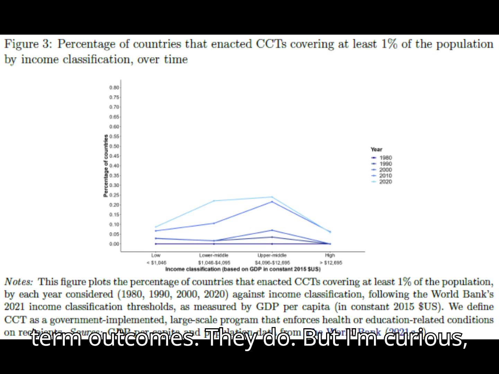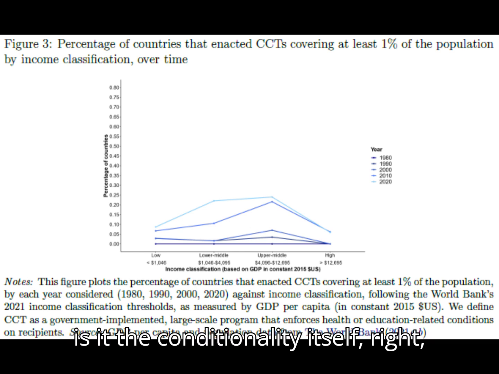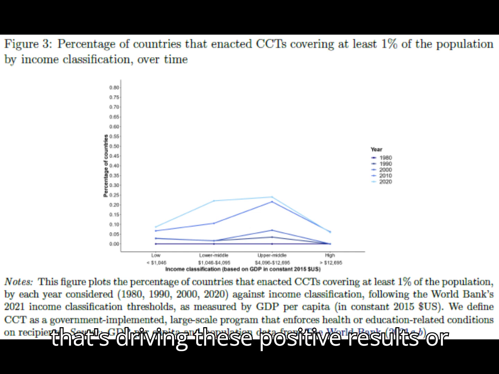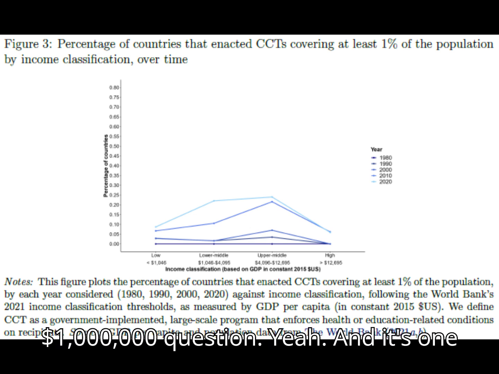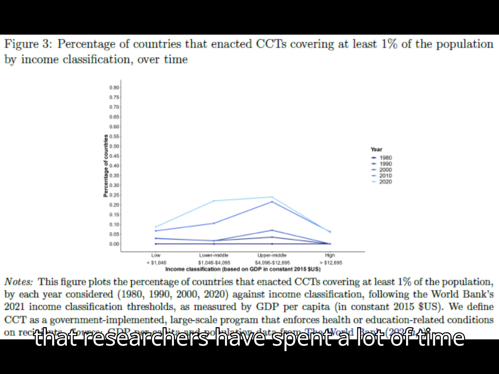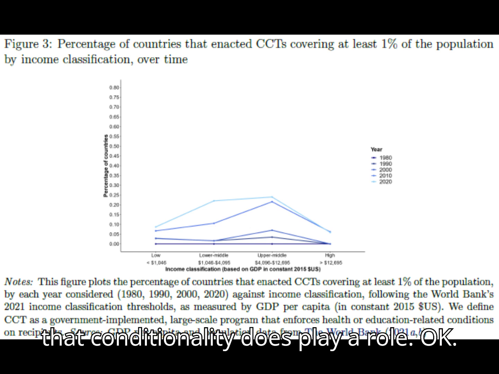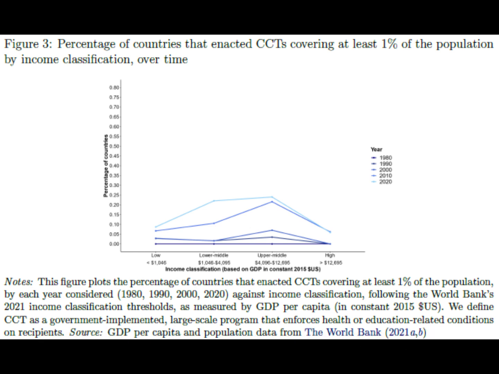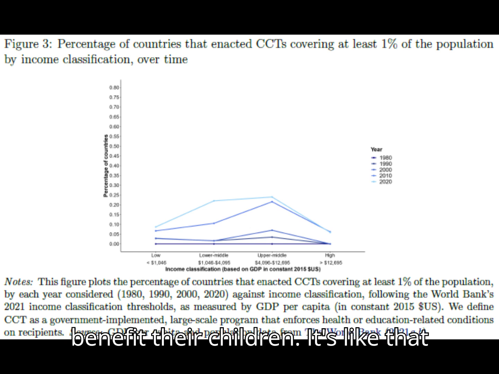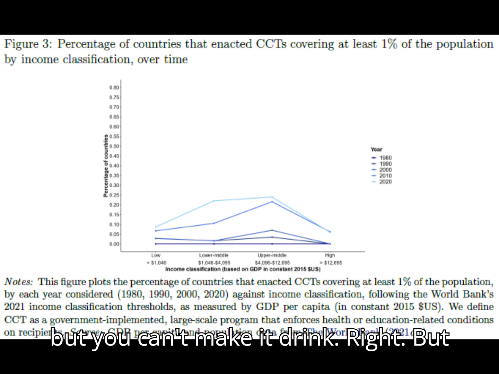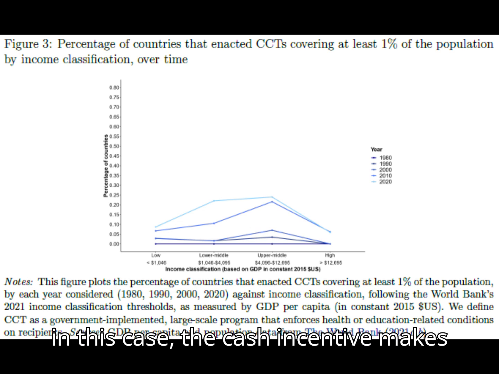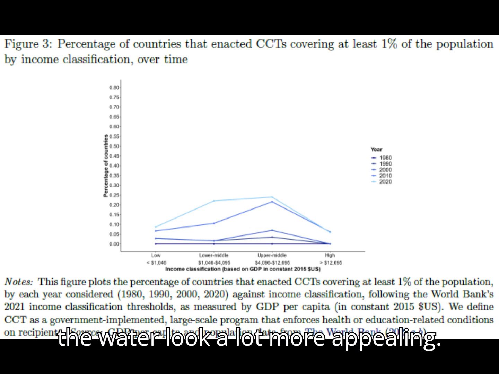They do. But I'm curious, is it the conditionality itself that's driving these positive results, or is it simply the extra cash? That's a million-dollar question, and it's one that researchers have spent a lot of time trying to unpack. The evidence suggests that conditionality does play a role. It's not just about giving families money. It's about nudging them towards behaviors that benefit their children. It's like that saying, you can lead a horse to water, but you can't make it drink. Right. But in this case, the cash incentive makes the water look a lot more appealing.